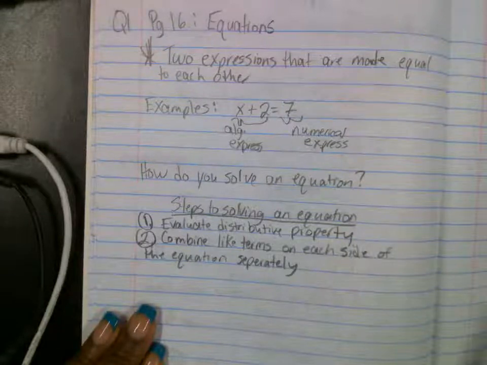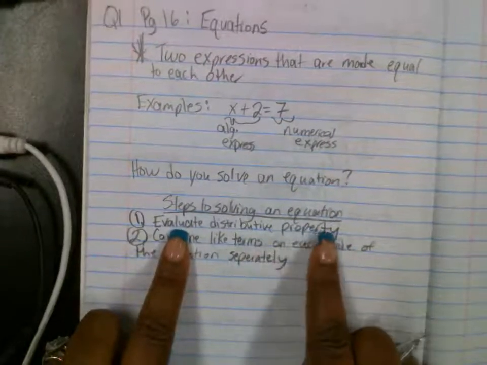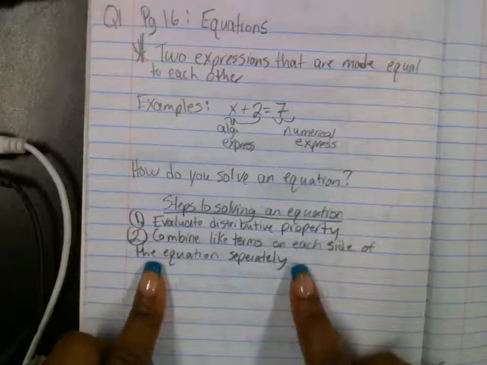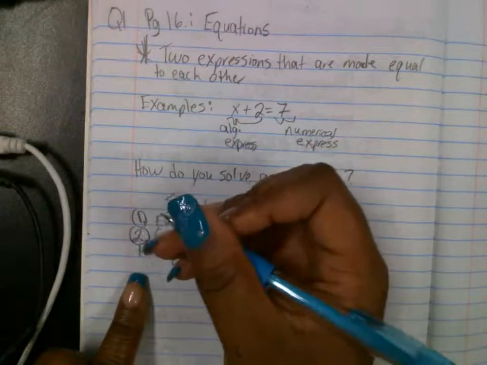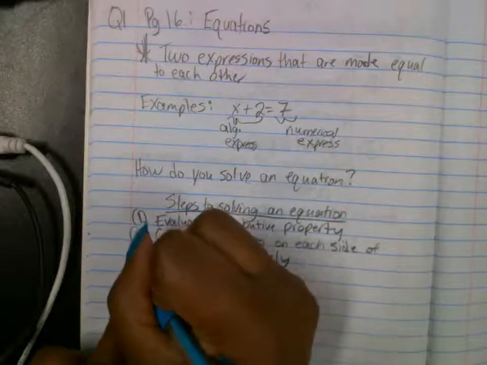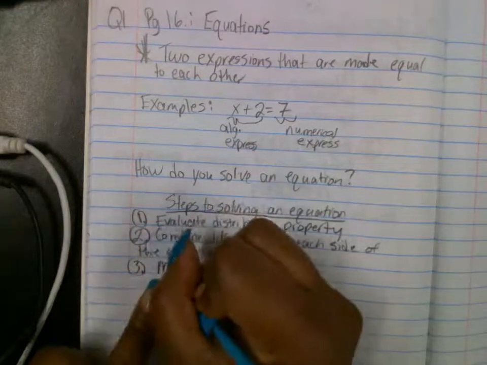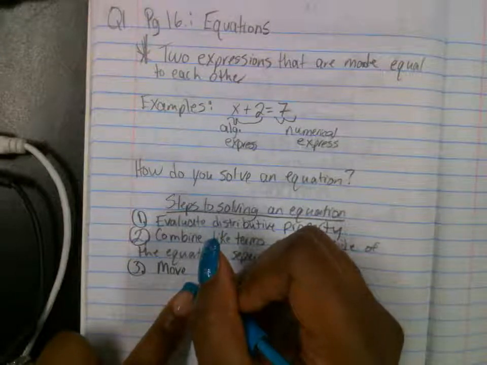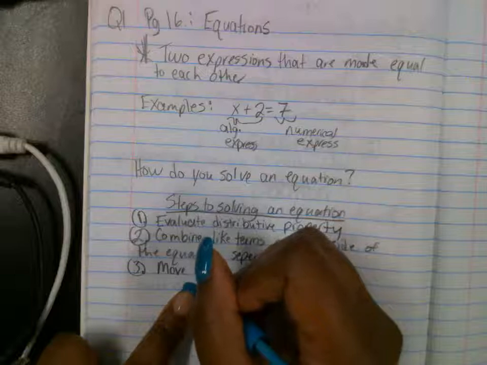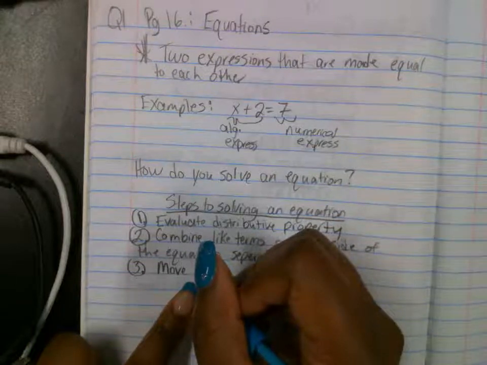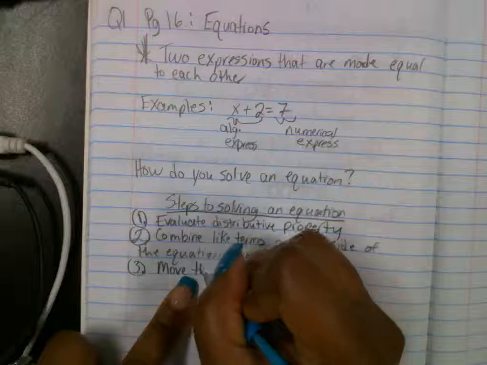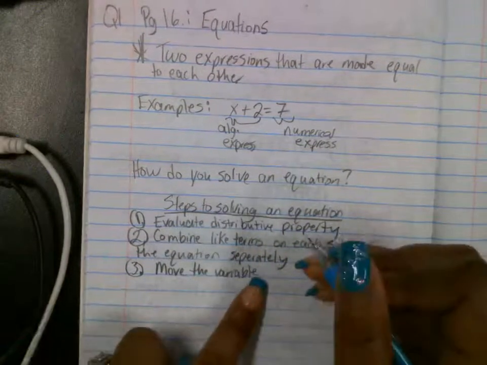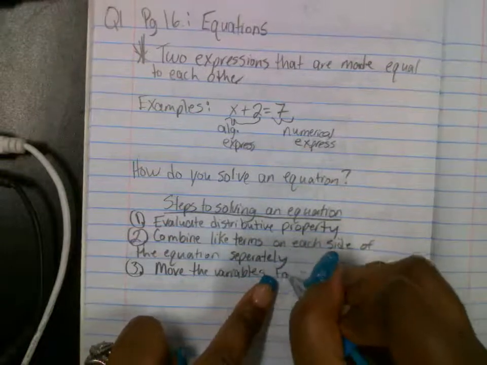All right. So the steps: we evaluate the distributive property, combine like terms on each side of the equal sign separately. Then after you do that, you're going to move the variables to the same side. This is when you move the variables. Some people don't move variables first. They move constants first. But it's going to make your life so much easier if you move those variables first. So move the variable, whichever variable you're solving for, move the variables to the same side.